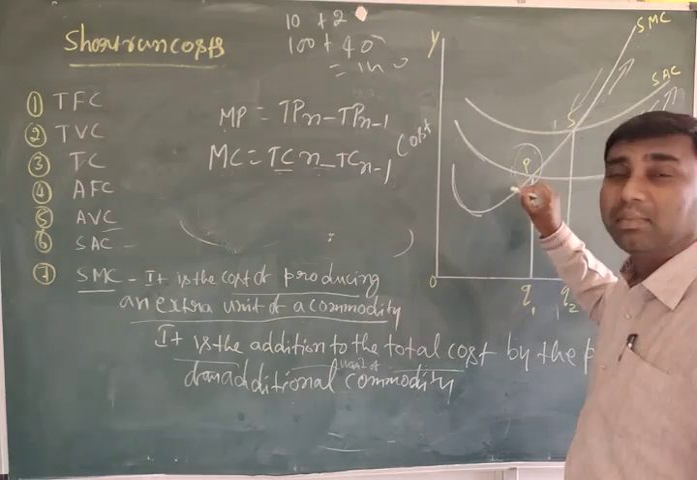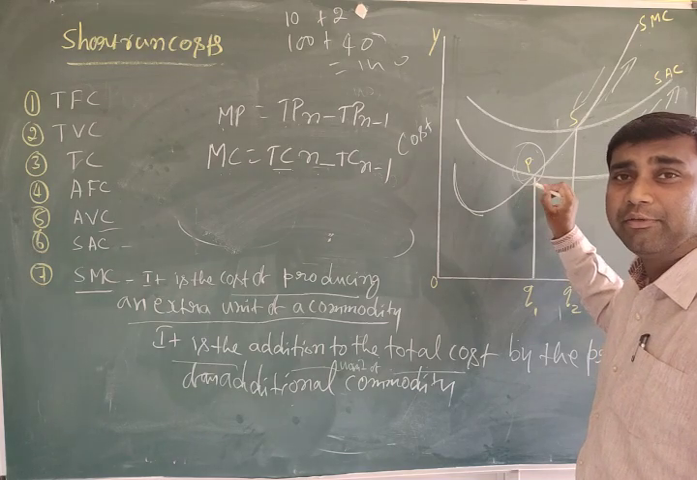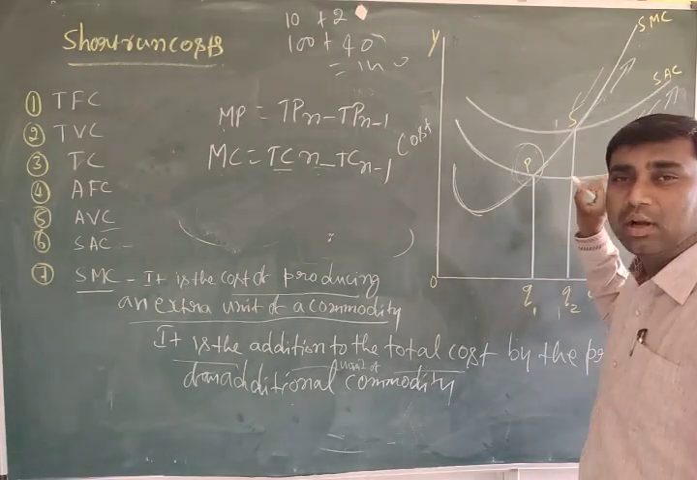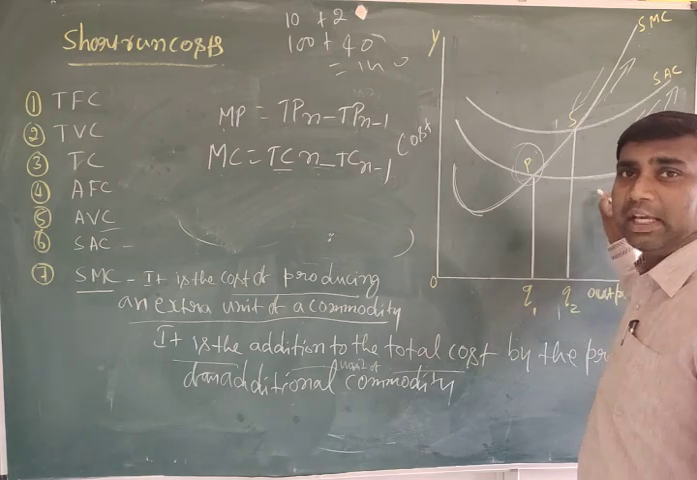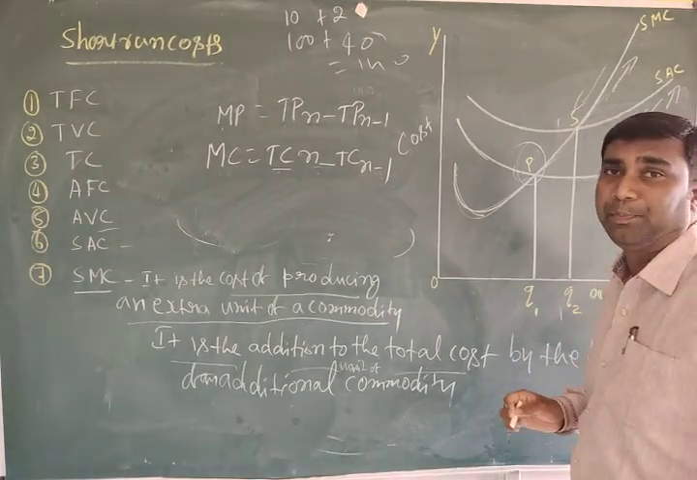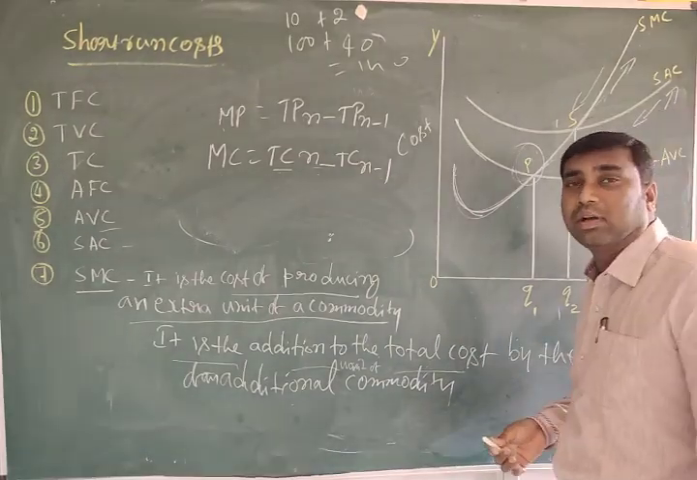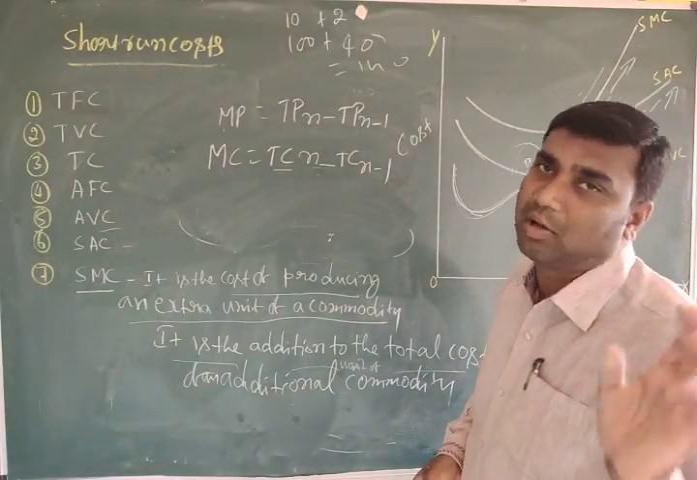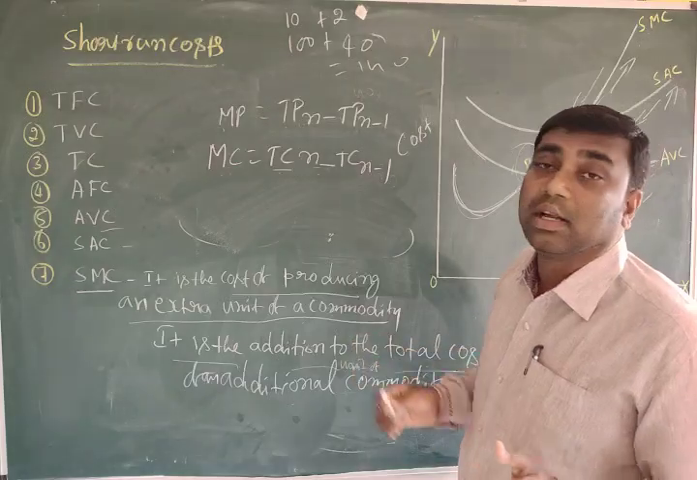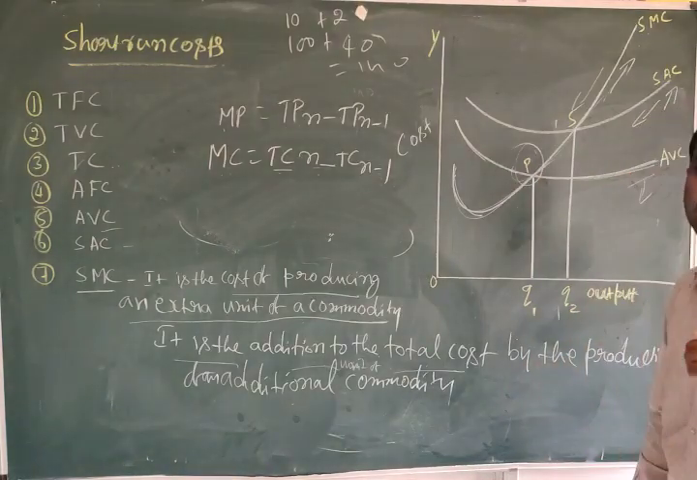The marginal cost curve cuts the average variable cost curve at the point of minimum from below. At the point of minimum, the marginal cost curve, SMC, the short-term marginal cost curve, cuts the AVC, average variable cost. Okay. So about these short-term costs, we have to understand with the help of the table. Already explained up to TC. The remaining I have to explain now.